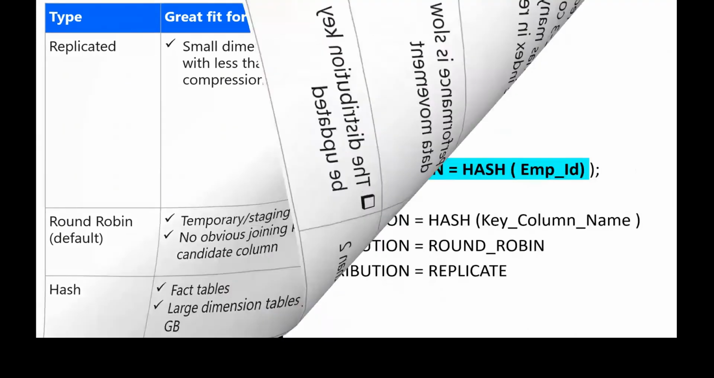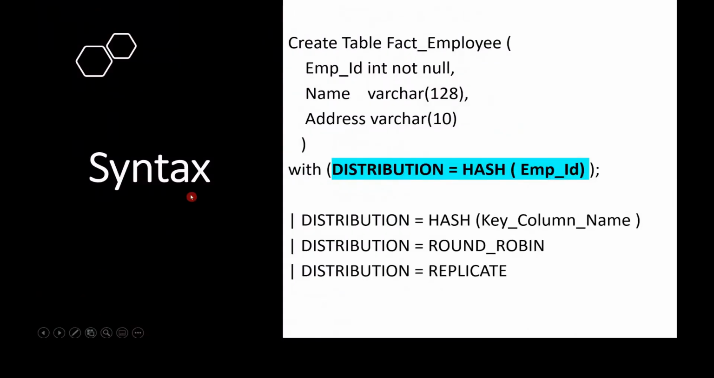So finally, I can show you the syntax. Let's say you are creating a fact table, fact employee. Then it's a simple syntax. This is common across any database. It's a create table, then you need to give the table name. Within that, you have to give the list of columns along with the data type.